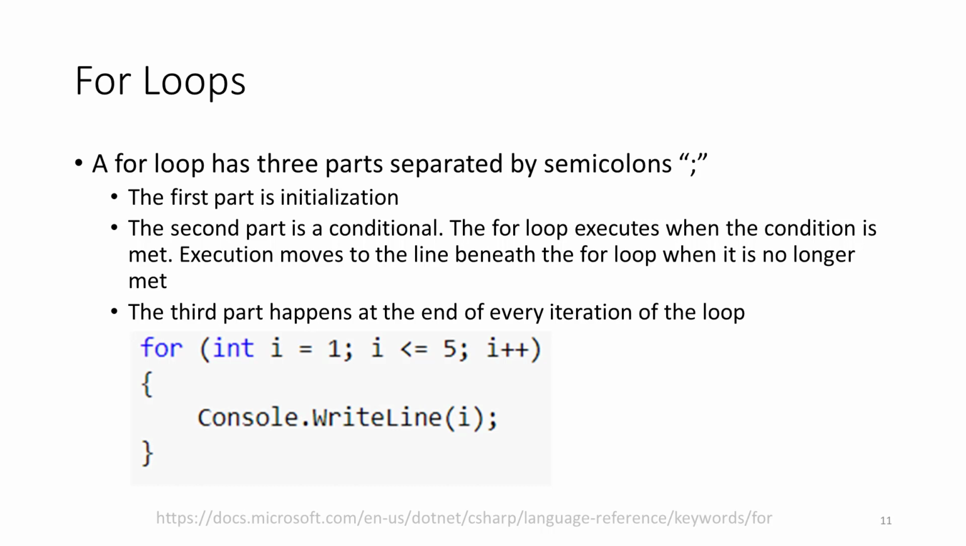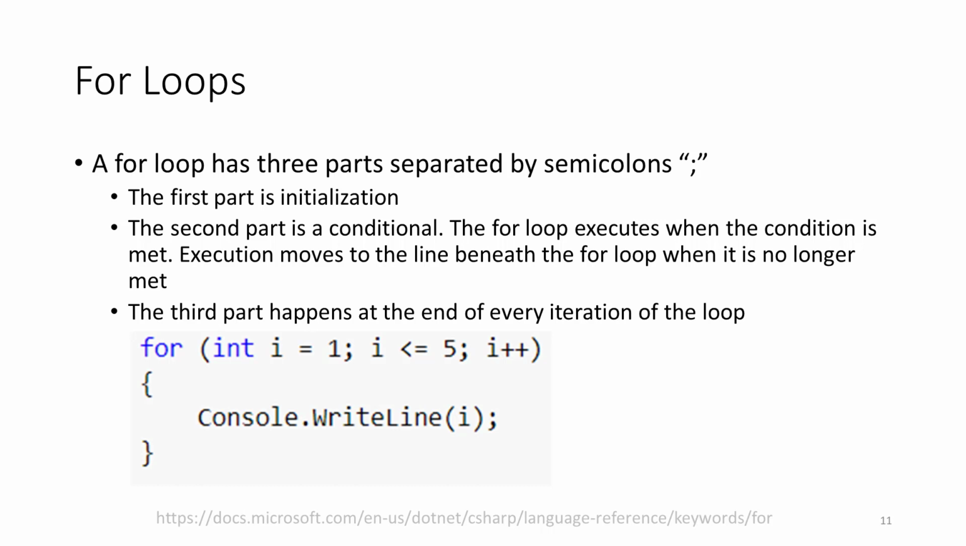The second part is a conditional. The for loop will continue executing its code while the condition is met. When the condition is no longer met, execution moves to the line beneath the for loop. In the example below, our conditional states that while I is less than or equal to 5, execute the block of code in the for loop.